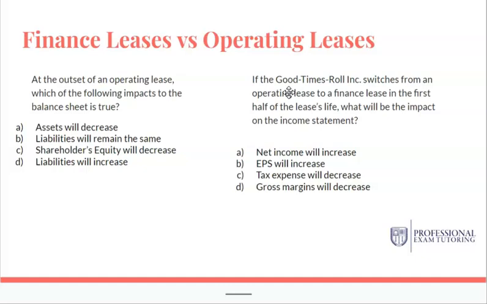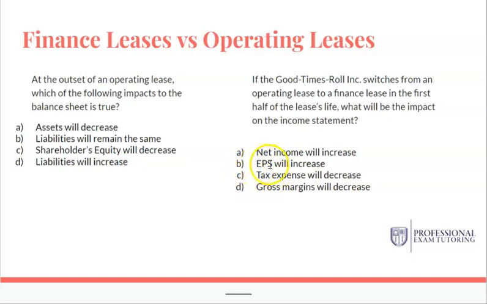Now, the next question would be, where is this profitability going to be reflected? If we start from the bottom up here, we'll take a look at gross margins, saying gross margins will decrease. Well, if we go from operating lease to finance lease, that is going to lead to less profitability, but it's not on the gross profit side. It's going to be further down the income statement. So that's not true.